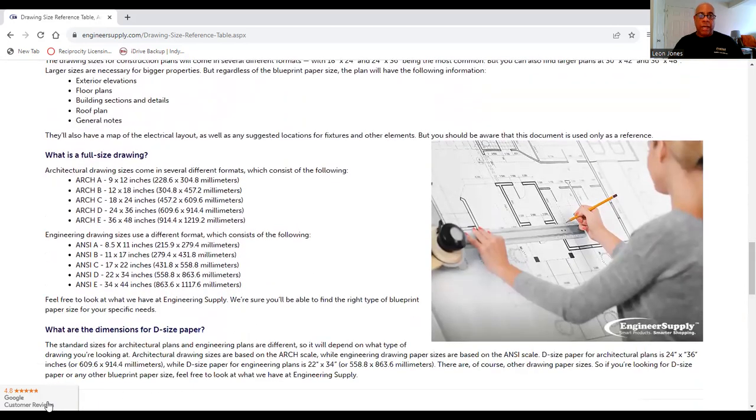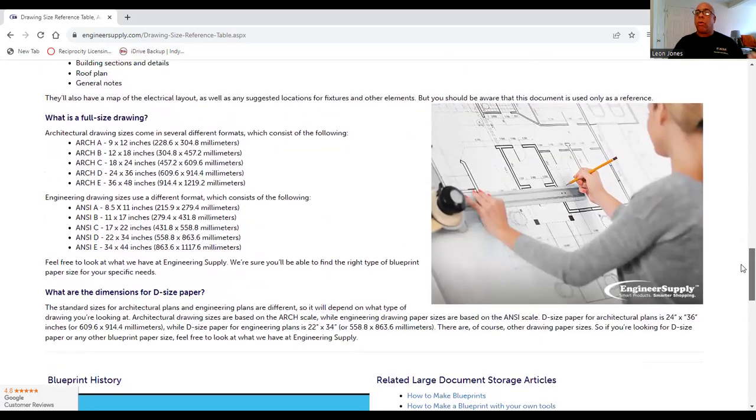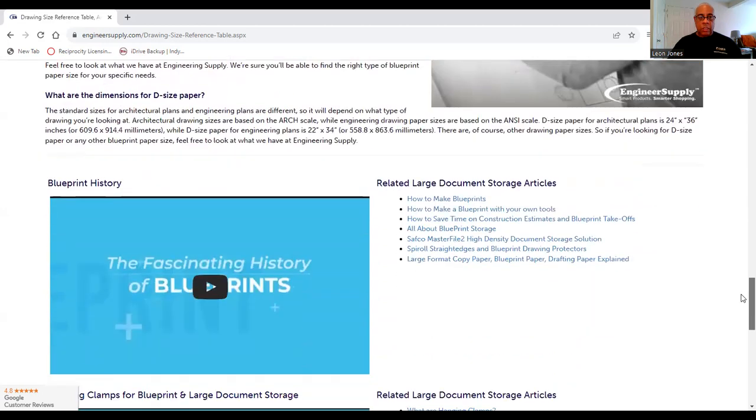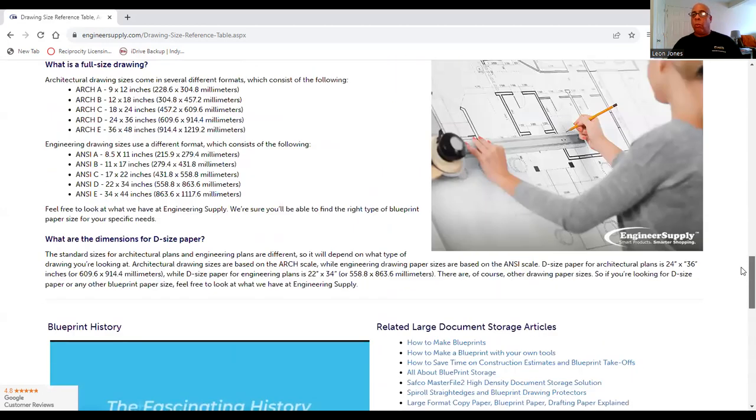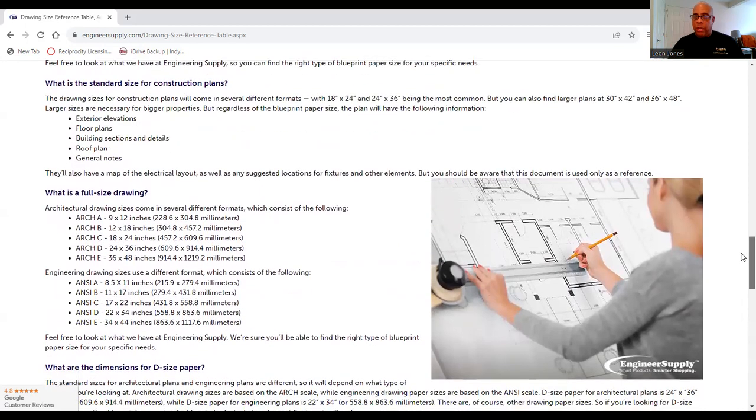Another question is, what is a full-size drawing? Now, again, architectural drawings, just like engineering drawings, come in different sizes. But another question, what are the dimensions for D-size paper? Well, it depends on what you mean by D-size paper. Do you mean the ARC D or the ANSI D? Basically, the ARC D, you can look on a table, is 24 by 36 inches, and the ANSI D is 22 by 34 inches. And again, what I'm giving you, and this is by Engineer Supply, these are all the standard paper sizes.